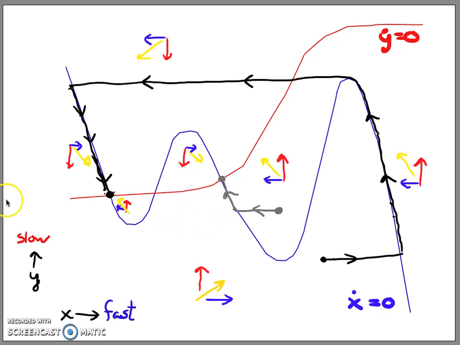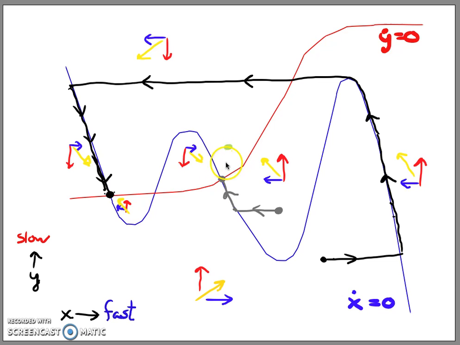Let me see if I can do one more. How about a little green trajectory this time? Where should we start? How about let's start here. No, that's no good. That's going to be a little uninteresting. Let me start here.